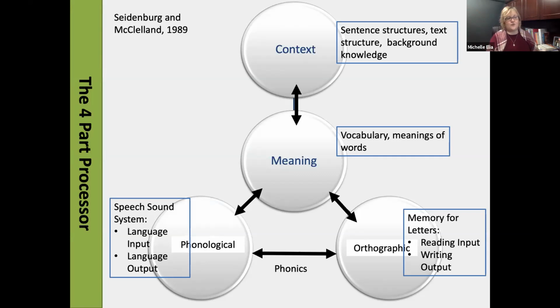Okay, moving over. Next to the phonological processor, sorry, I've got this orthographic processor. And the orthographic processor is all about print. The orthographic processor processes each and every letter. It's our memory for all of those letters. It's our reading input and our writing output.